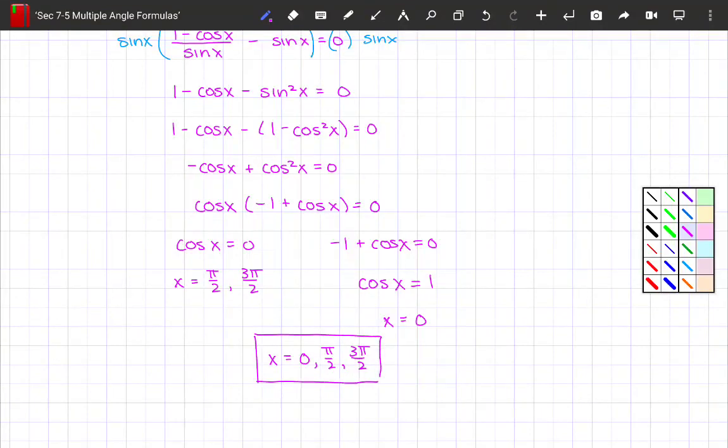There you go. That gives you some ideas of how to use the double and half angle formulas. So that is it. Have fun. I'll see you in class.